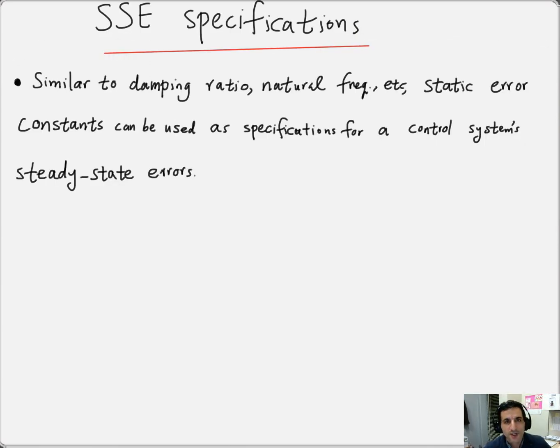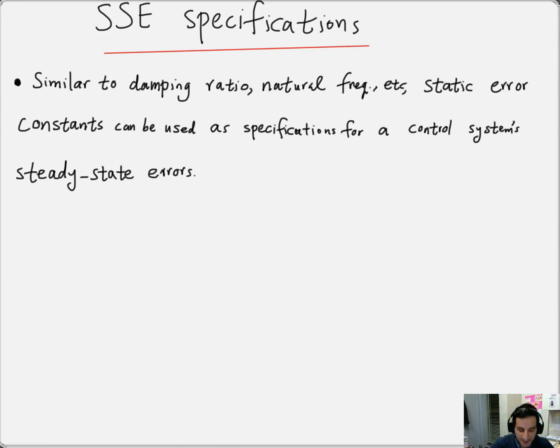So the next thing I'm going to talk about is the steady state error specification. The static error constants, basically the position constant, velocity constant, and acceleration constant, those Kp, Kv, and Ka that we have discussed in the past few minutes, can be used to specify the steady state error characteristics of control systems.